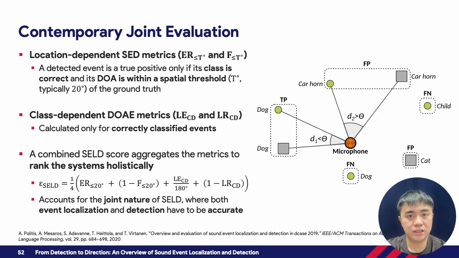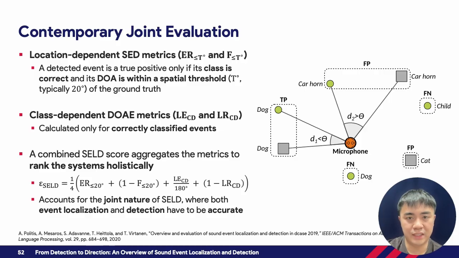So to solve this, the community developed joint evaluation metrics that are now the standard. So the core idea is simple but powerful. A prediction is only considered a true positive if its class prediction is correct and its predicted location is within a spatial threshold of the ground truth. Now, as the diagram shows, this threshold theta is typically set to 20 degrees.